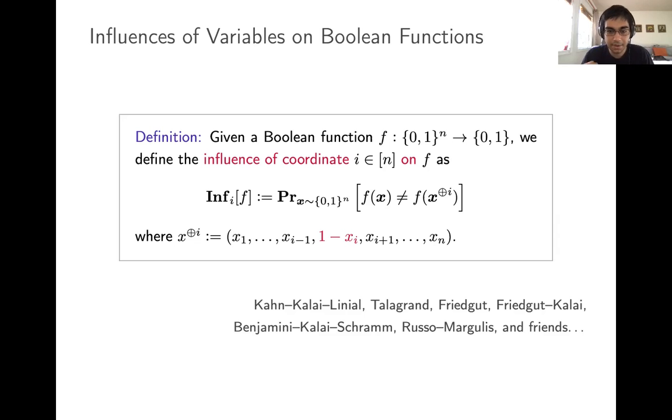this probability that when you choose a point uniformly at random from the hypercube, the value of f at that point differs from the value of f at the point obtained by flipping the coordinate you're interested in. And this probability is the influence of that coordinate. It captures in some sense how much the function f depends on that particular coordinate. And there's been a long line of very interesting, very exciting work built around this notion of influence.